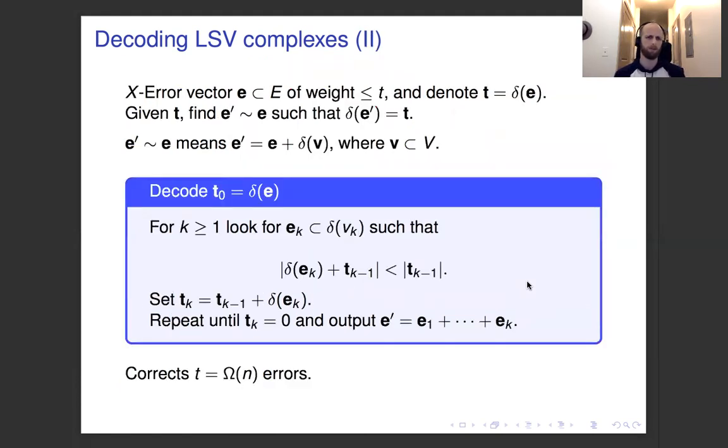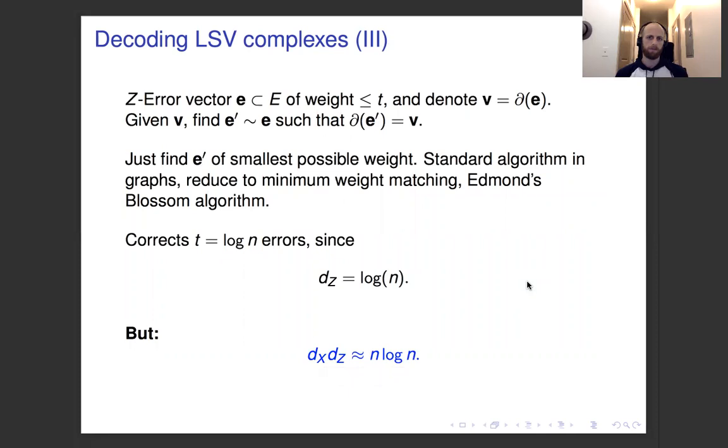And the decoding algorithm for the X errors is quite simple. It's just a reiteration of the previous fact. So at each step, you're looking for one vertex and some set of edges on it which decreases the syndrome, the coboundary size of your original set of edges, and you repeat it until the syndrome becomes 0. And this gives you a decoding algorithm that corrects a linear amount of the errors.